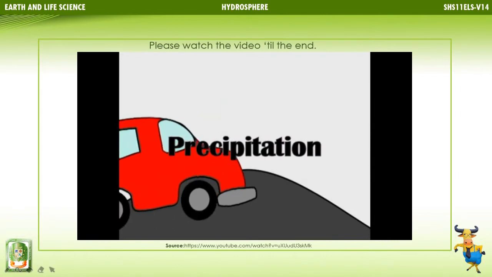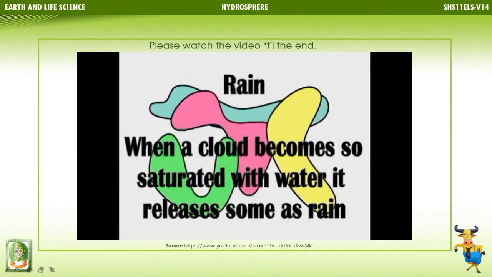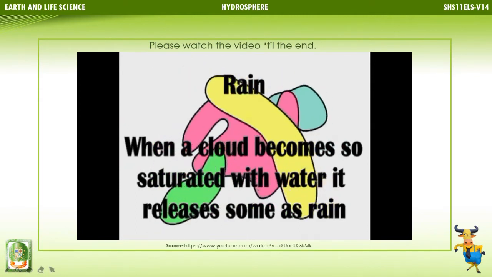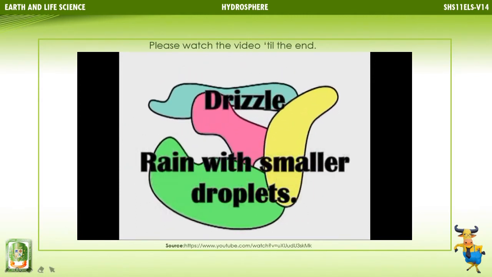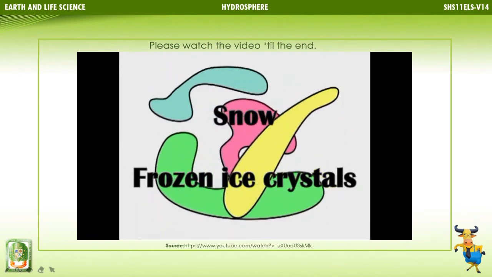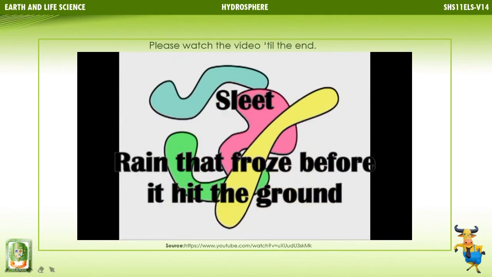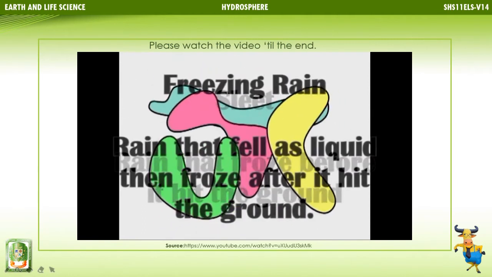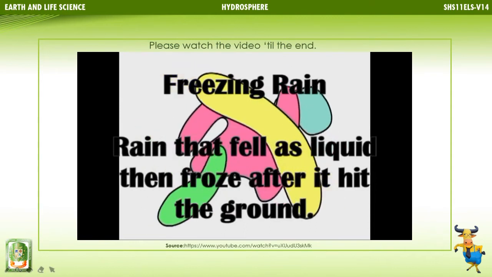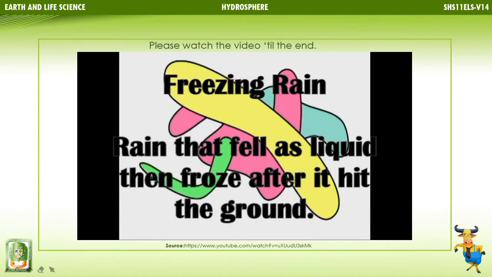There are different forms of precipitation. Rain is when a cloud becomes so saturated with liquid that it disperses its liquid as rain. Drizzle is rain, but just with smaller droplets. Snow is frozen water from the cloud. Sleet is rain that fell, but then froze before it hit the ground. Freezing rain is rain that did not freeze on its way down, but rather froze once it hit the ground.